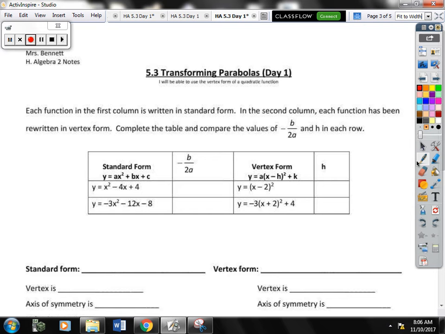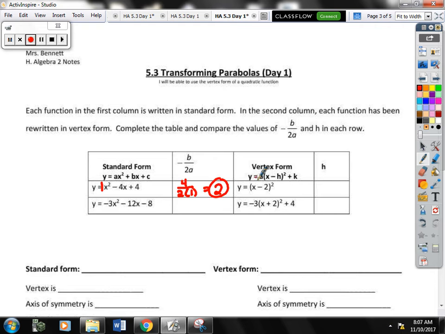But it says each function in the first column is written in standard form. The second column, each function has been rewritten in vertex form. Complete the values for negative b over 2a and for h in each row. So for the first one, if we're plugging into negative b over 2a, this would be the opposite of b, which would be positive 4, over 2a. A is 1. So 4 divided by 2 is 2.